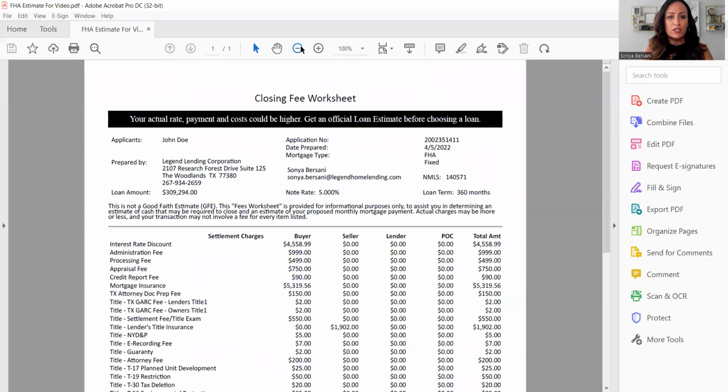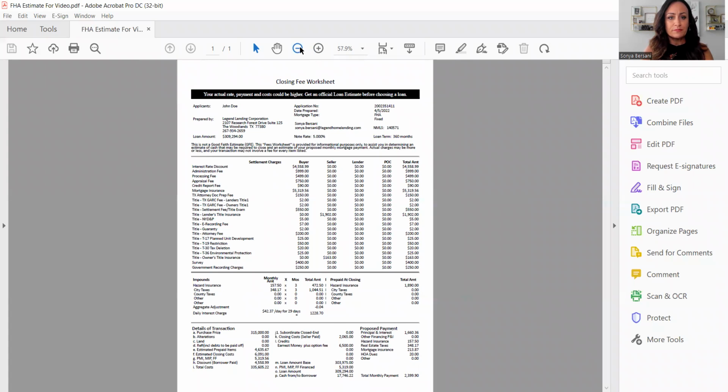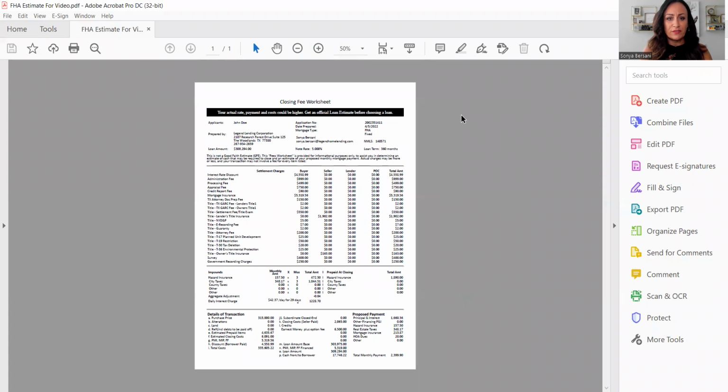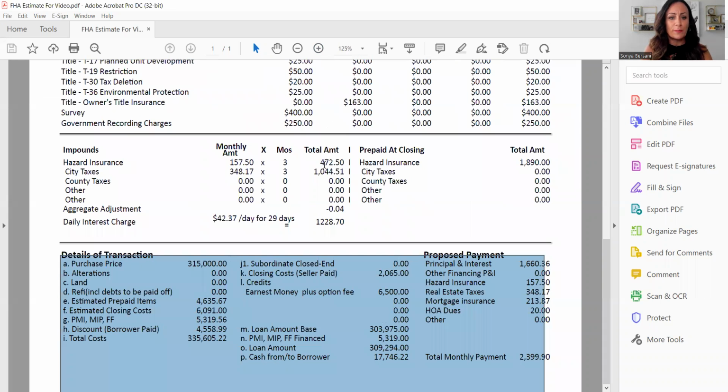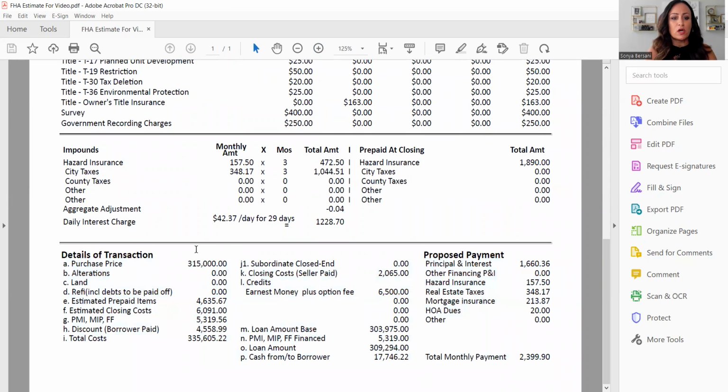So if you have a fees worksheet from us, let me zoom out for a second. This is the full extent of it. This is what it looks like, okay? Now, again, the summary section is down here at the bottom, so I'm going to zoom in to that for a moment.